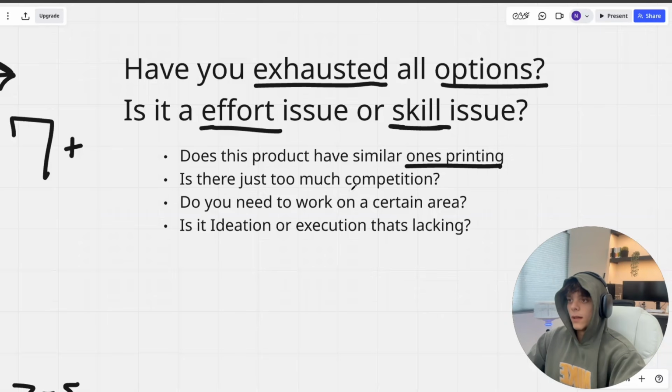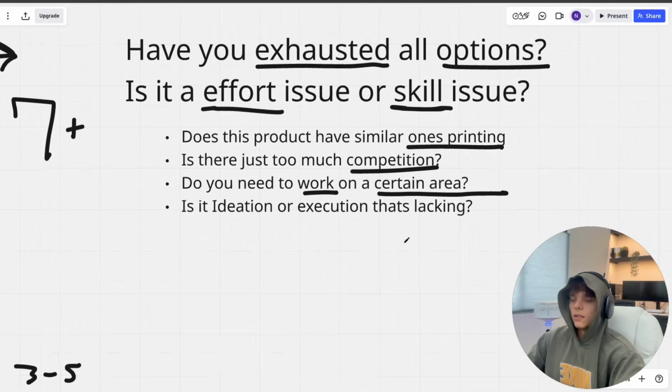Is there just too much competition? Do you need to work on a certain area? Do you need to get better advertising? Maybe your landing pages aren't good. You need to be asking yourself these questions before you even think about stopping to run any product.